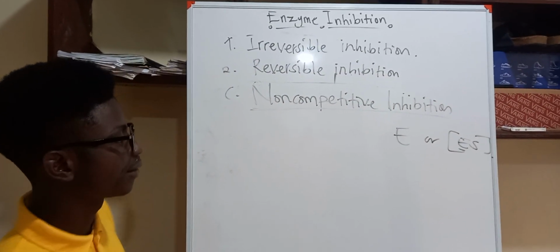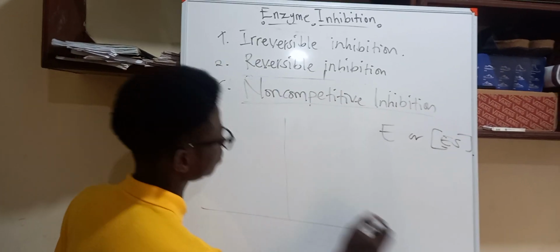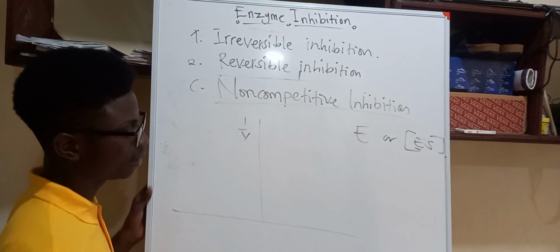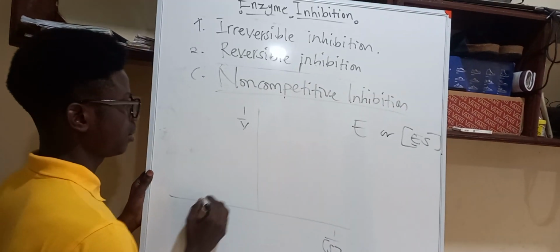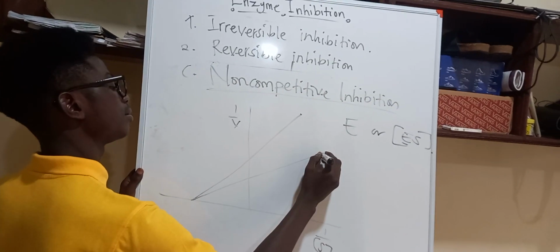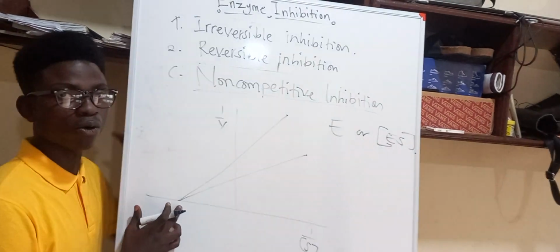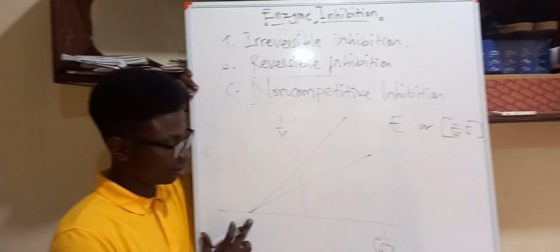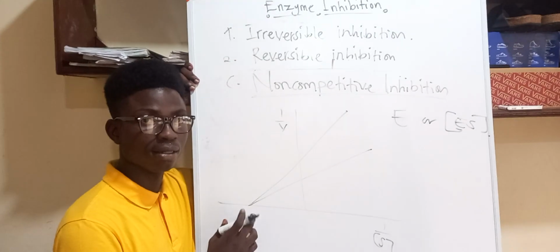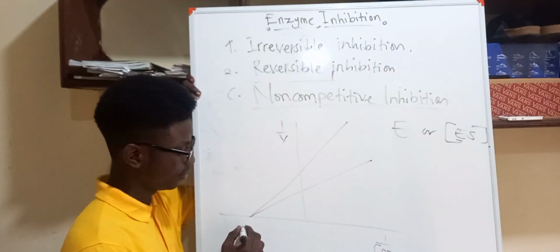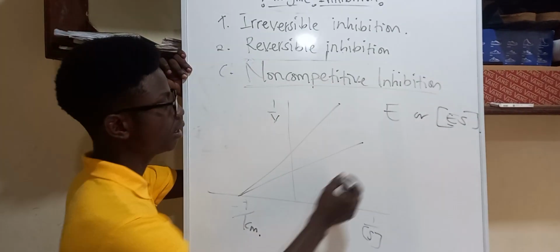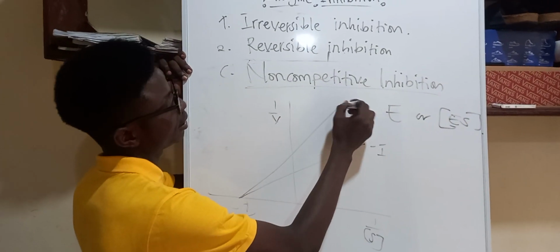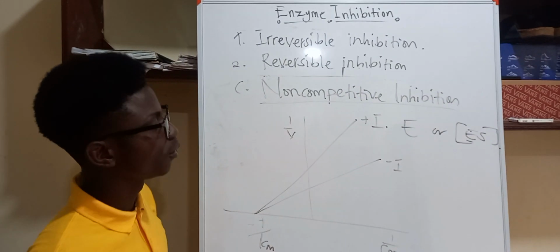The graph for it will just be 1 over V against 1 over substrate concentration, the Lineweaver-Burk plot. We have this, and we have this. Whether there is a non-competitive inhibitor or not, you are still going to get the same x-intercept here, which is minus 1 over Km. Here is when there is no inhibitor. Here is when there is a non-competitive inhibitor.